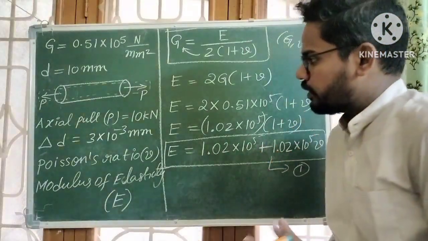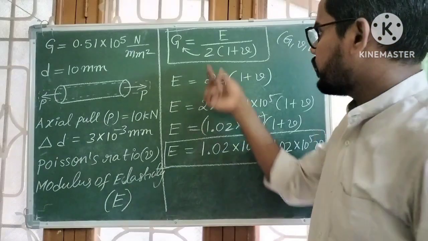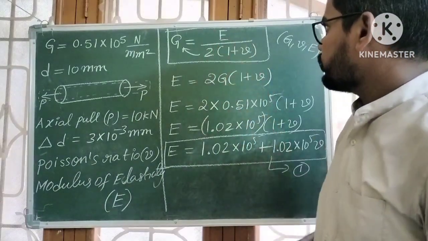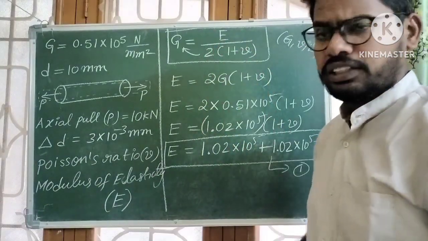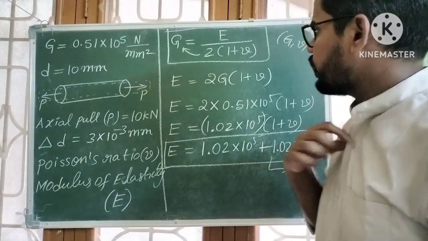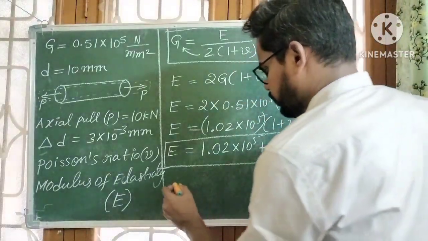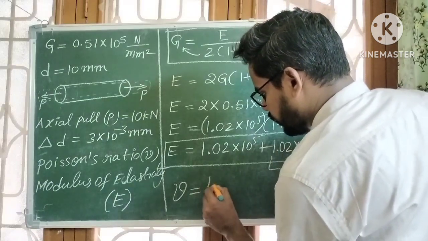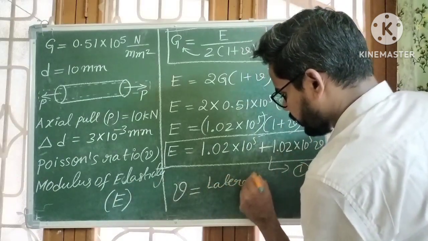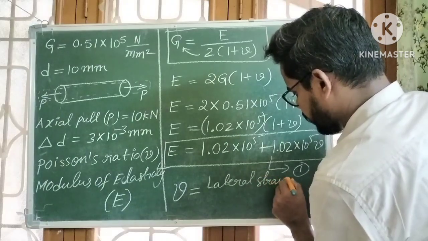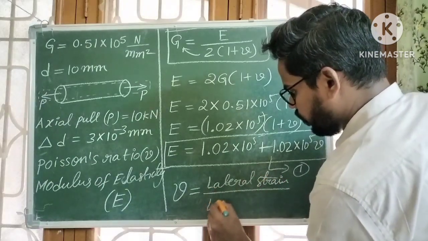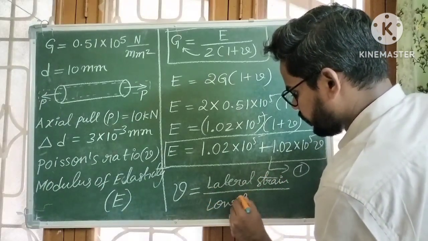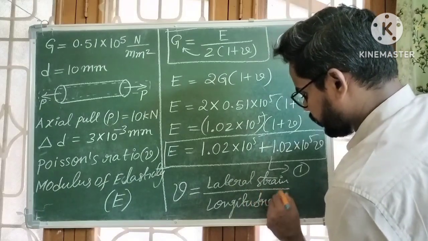Again, is there any other relation between E and mu? What is Poisson's ratio? Poisson's ratio nu is equal to lateral strain by longitudinal strain.